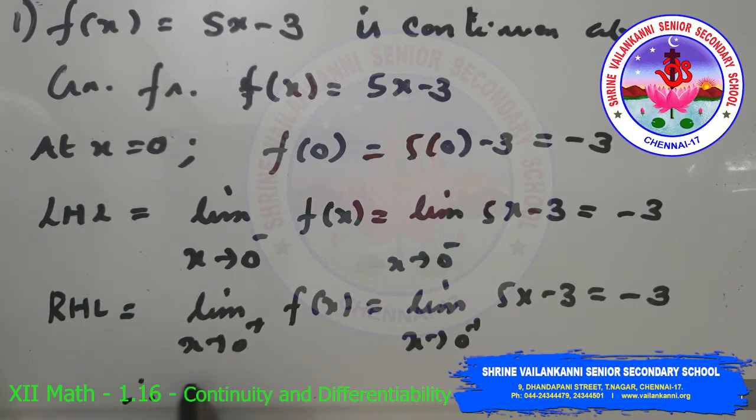Therefore, left hand limit, which is equal to f of x, which is equal to right hand limit, then we can say that the function f is continuous at x equal to 0.